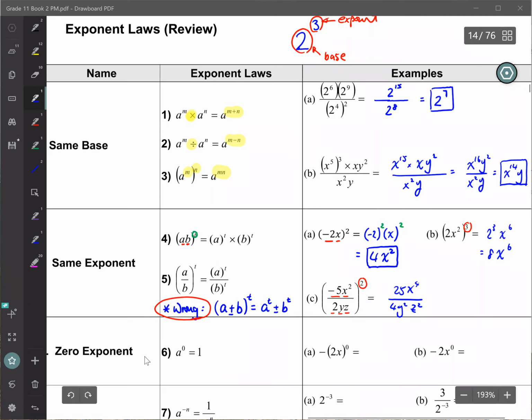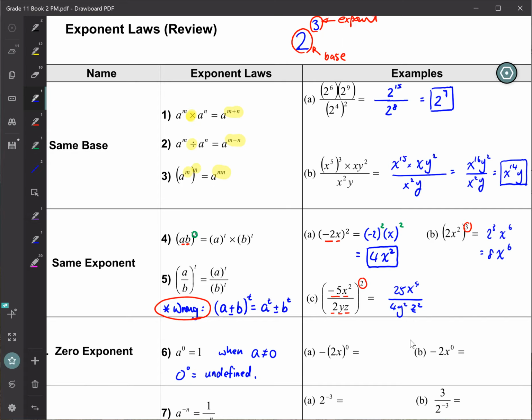Okay, next group is called the zero exponent, right? So we have a to the 0 equal to 1. But this rule only works when, please add this in, the base is not 0. If you get something like 0 to the 0, this is not 1. This one you have to say it's undefined. Later we'll explain why it's undefined. But if the base is not 0, it's okay. You just say equal to 1. And if it's a variable, you just say it's 1.